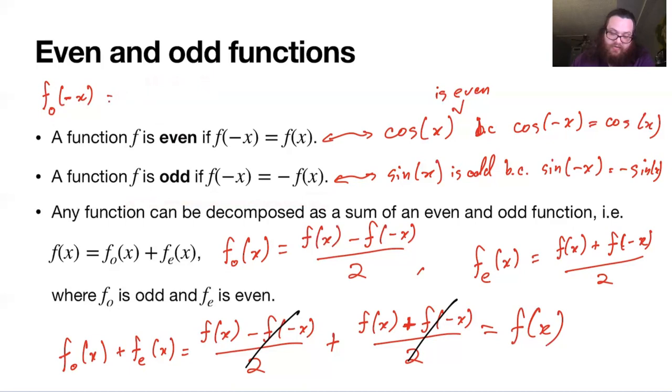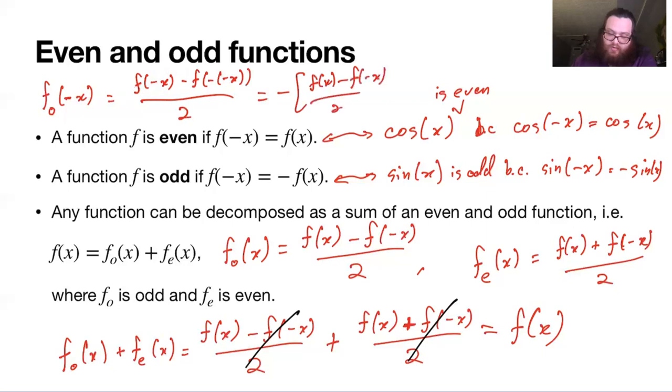If we plug in negative x, that's going to be f of minus x minus f of minus x over 2. So of course, we won't mess with this minus, and then we can pull this minus sign out so that we end up with minus f of x minus f of minus x over 2. And this is exactly minus f odd of x.